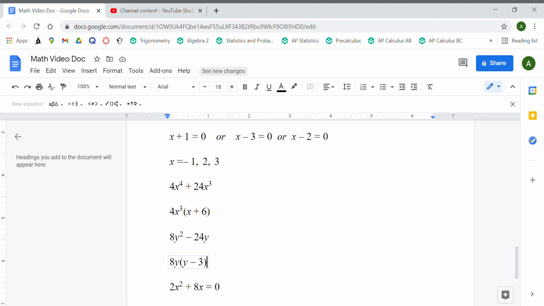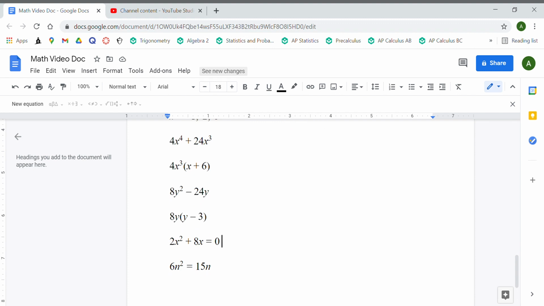Alright. Now we'll take a look at using it to solve equations. Okay, so let's try it out. So we have 2x squared plus 8x equals 0. So the first thing we need to do before we can solve this is to try to factor this out. So let's use the greatest common factor again. So we have 2x squared plus 8x.